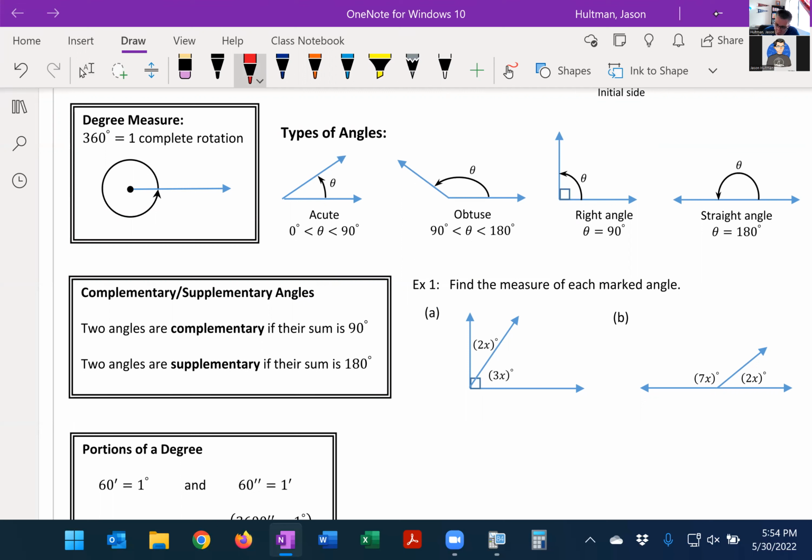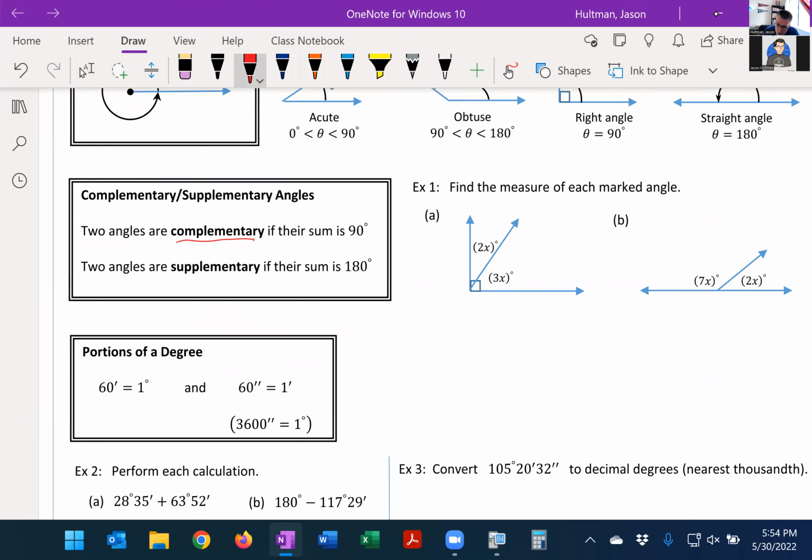Okay, so we want to find the measure of each marked angle here. We have a right angle and we have a straight angle. For the right angle, these two angles are said to be complementary. Two angles are complementary if they add to 90 degrees. So these two angles, 2x and 3x, are complementary. I know that 2x plus 3x has to be 90 degrees, so 5x is equal to 90 degrees. I'm going to divide this by 5, and I get x is equal to 18 degrees, or just 18.